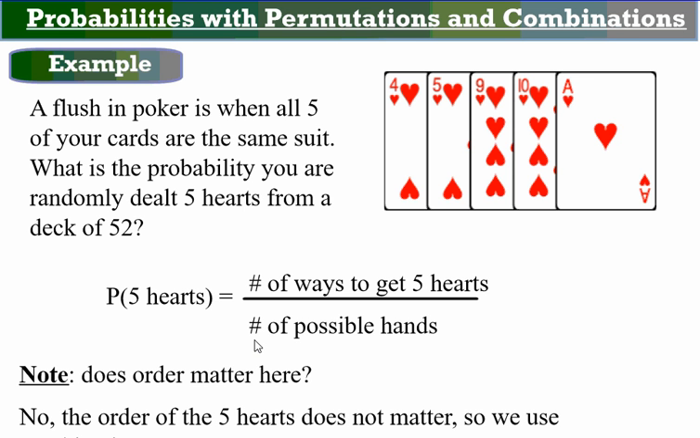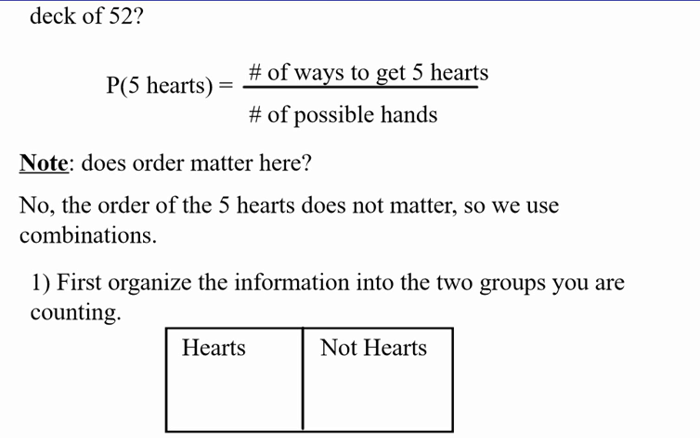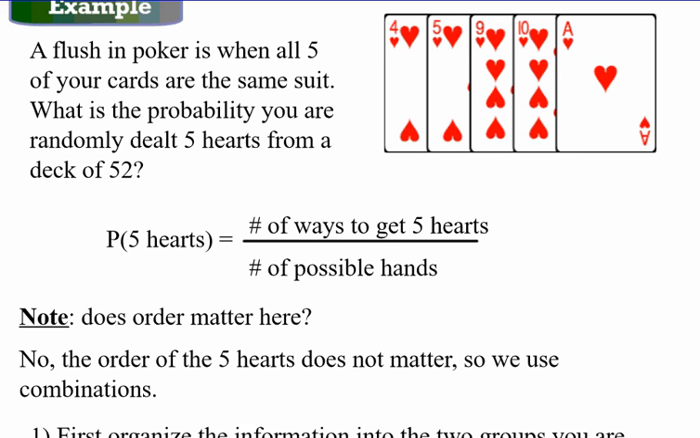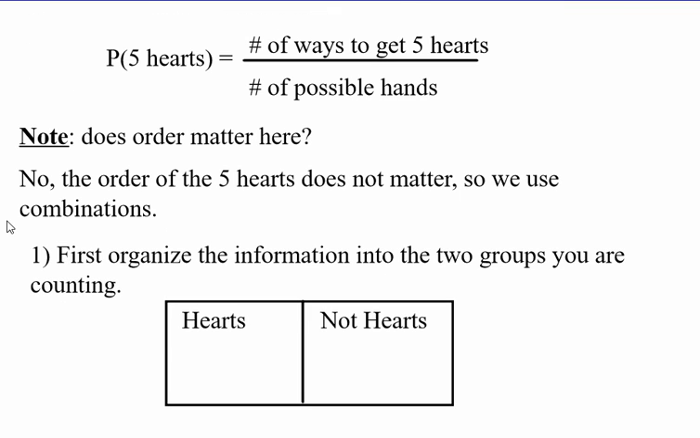So does order matter here? No, the order of the 5 hearts does not matter. So we're going to be using combinations. It doesn't matter if you got 4, 5, 9, 10, ace, or if you got 5, 4, 10, ace, 9. The order of which you got them doesn't matter. Just the fact that you got 5 hearts matters.